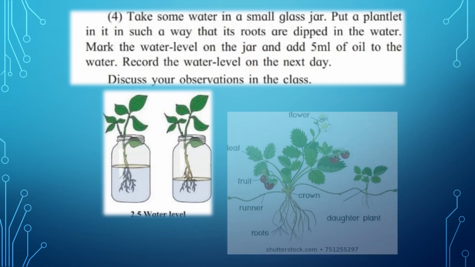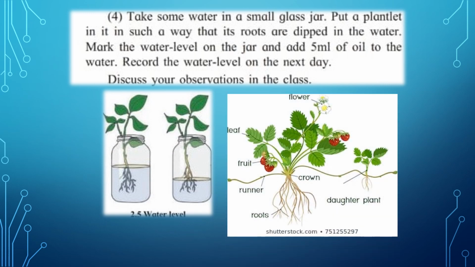Now again, one activity to explain the function of roots. Take a jar and fill it with water up to this level. In order to understand that roots absorb water, add 5 ml of oil. We know that the density of oil is less than water, so it floats on the surface. Now observe for 2-3 days.